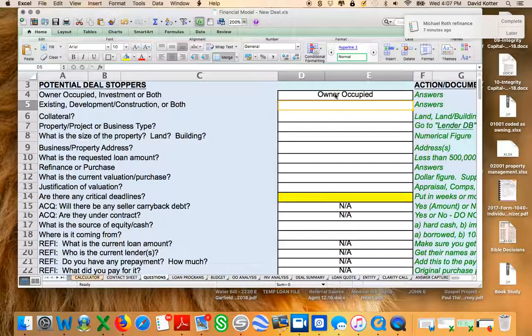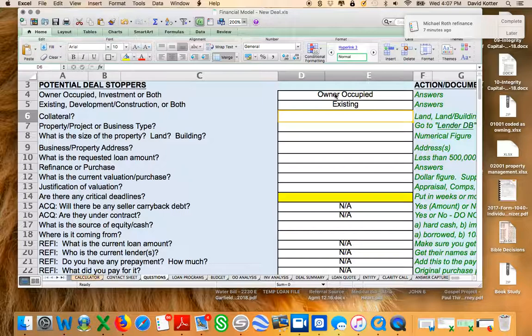Down here in this section, you're going to figure out whether it's an existing site already, meaning it's already built with a building on it, ready to move in, or if it's a development or construction, so maybe they're buying a piece of land and they're going to build a building on there to occupy, or both. There might be some hybrid of some of it or an expansion. So we'll just say existing for the sake of this.